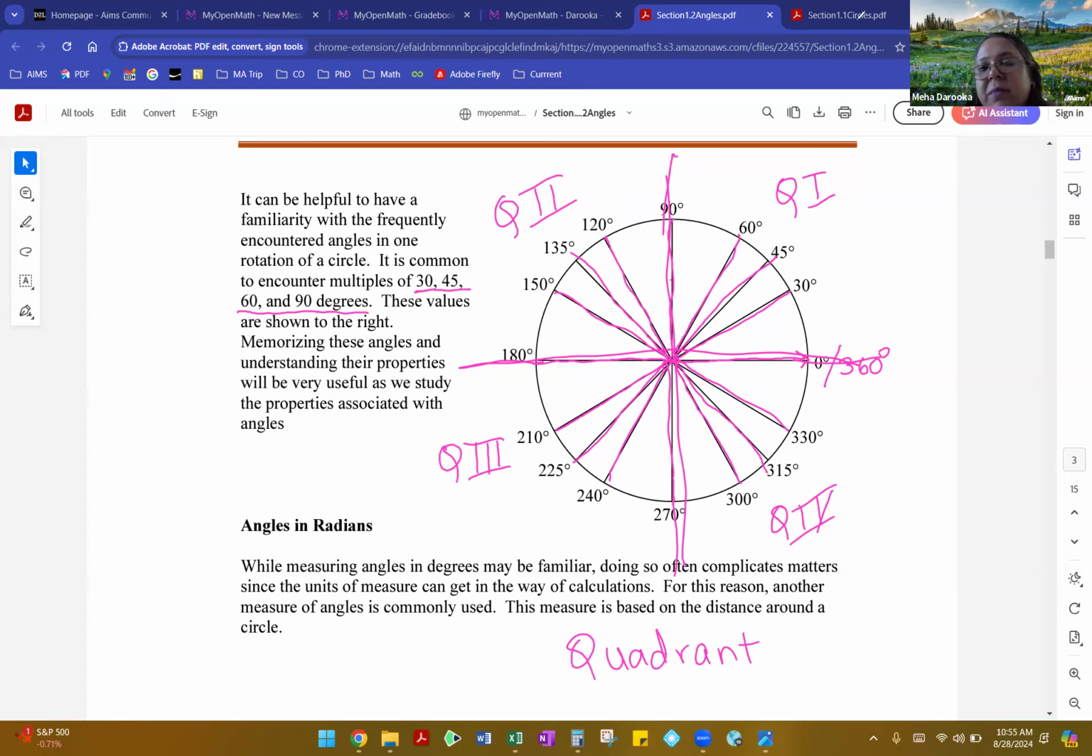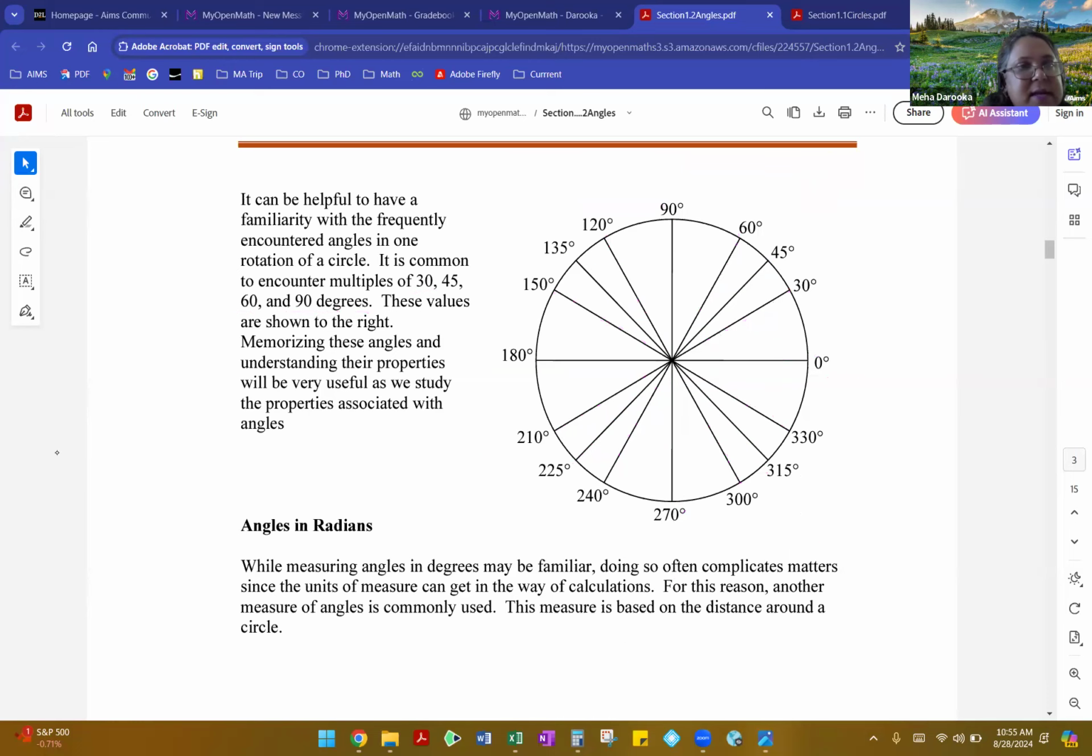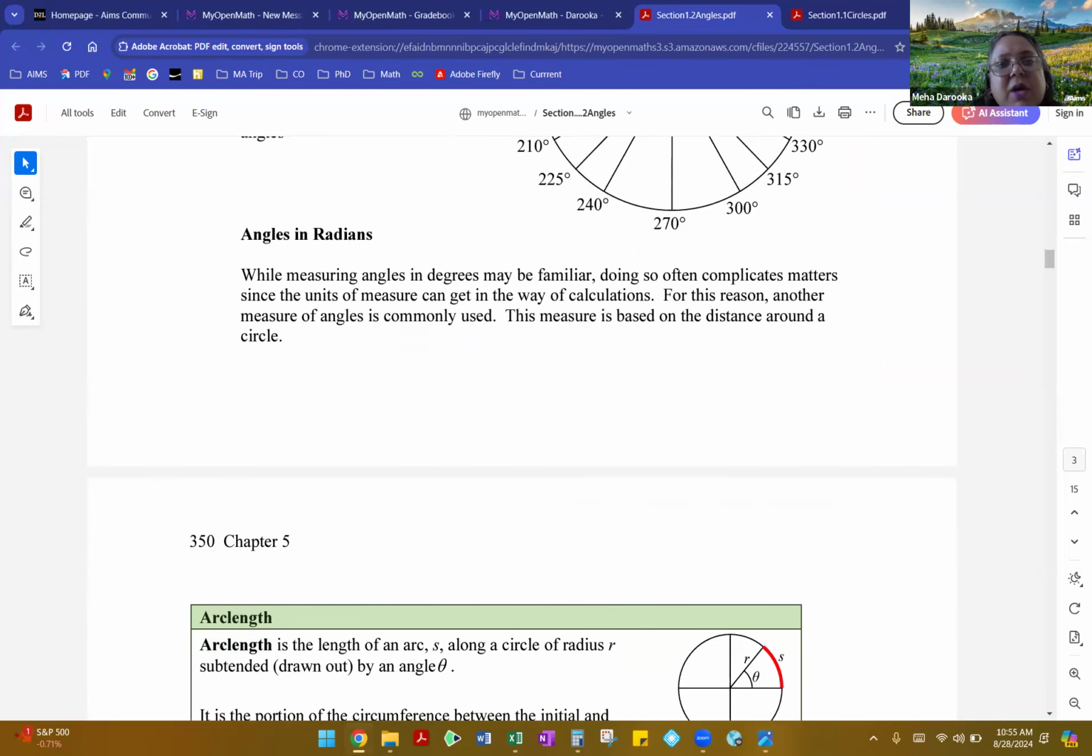And this is going to be important because these are the same angles that we're going to be talking about in terms of radians. That's kind of where we're headed next. So let's take a look at the radian measurement here. While measuring angles in degrees may be familiar, doing so often complicates matters since the unit of measurement can get in the way of calculations. So this is one of the main reasons why we use the measurement of radians. And this measure, as they're telling us, is based on the distance around the circle. So this is a distance measurement in a way, if you want to think about it.